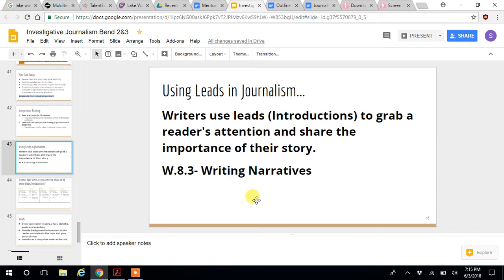Language arts today. Today we are going to be learning about using leads, which are something we use to grab the reader's attention. This is related to standard W8.3, which is writing narratives.